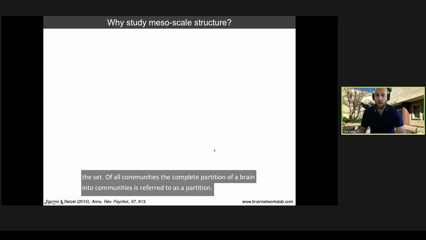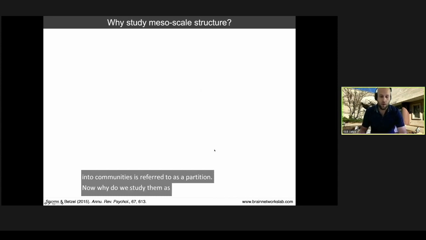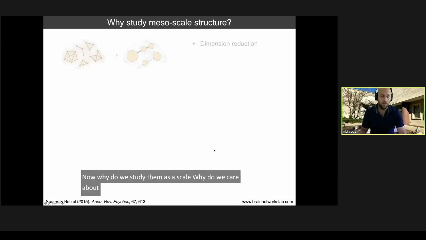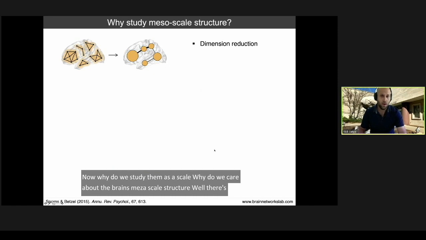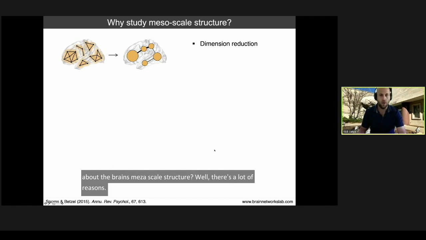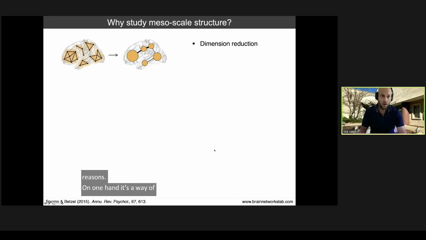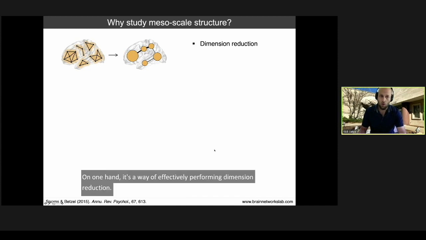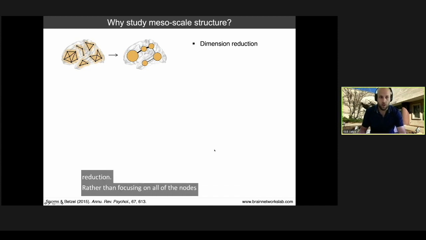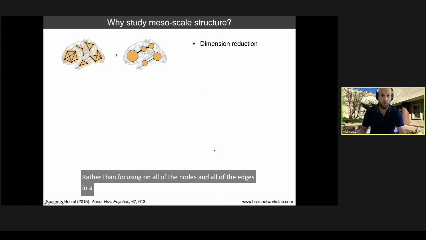Now, why do we study the mesoscale? Why do we care about the brain's mesoscale structure? Well, there's a lot of reasons. On one hand, it's a way of effectively performing dimension reduction. Rather than focusing on all of the nodes and all of the edges in a network, we can focus on interactions just among the modules themselves.